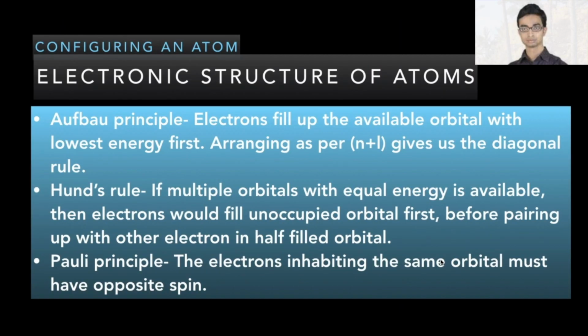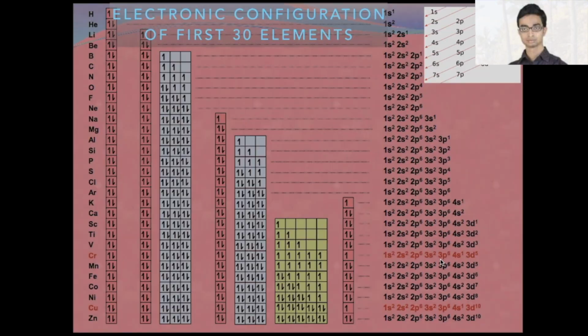In filling up of electrons in a neutral atom in ground state, the Aufbau principle applies, where electrons fill up the available orbital with lowest energy first. In addition to this, Hund's rule states that if multiple orbitals with equal energy are available, electrons would fill unoccupied orbitals first before pairing up with another electron in a half-filled orbital. For example, carbon's configuration is 1s2, 2s2, 2p2, while silicon's configuration is 1s2, 2s2, 2p6, 3s2, 3p2.